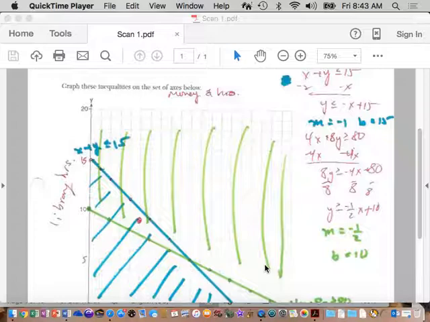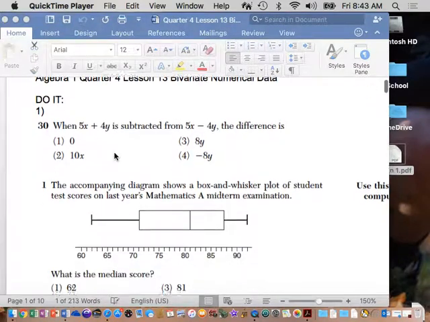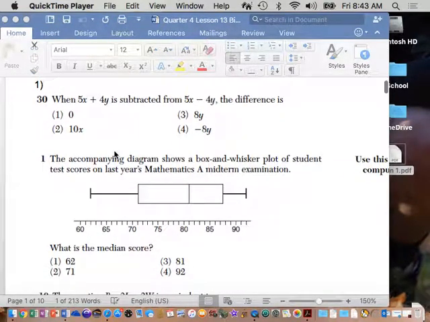Any questions? All right. So now, speaking of old Regents exam questions, when 5x plus 4y is subtracted, and so on and so forth. So let's go through each of these questions.